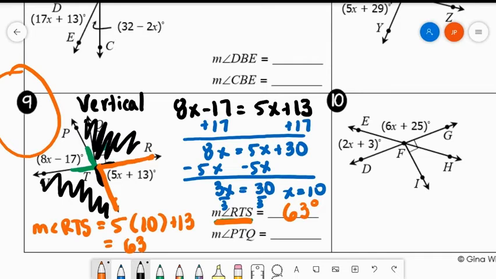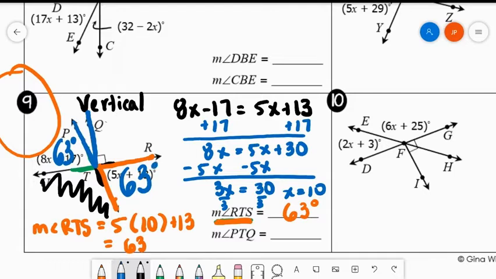Now the second part of this question is a little bit tricky. I'm going to erase this because they're asking me for a kind of weird little piece here. They're asking me for angle PTQ, which is this little tiny sliver. Now that I know that RTS is 63, I also know that this guy over here is 63 because they're vertical angles. So I don't really have to plug into that 8x minus 17 to figure that out.